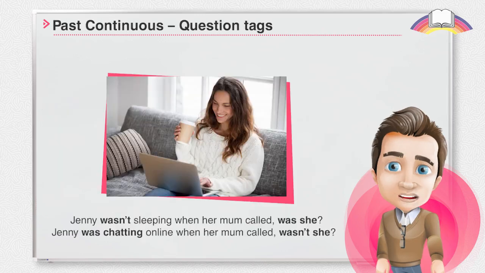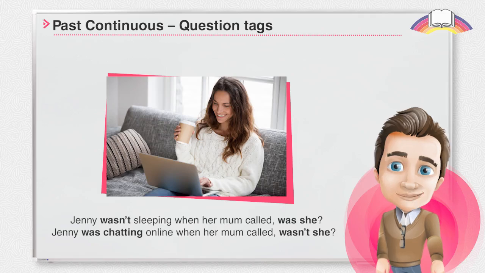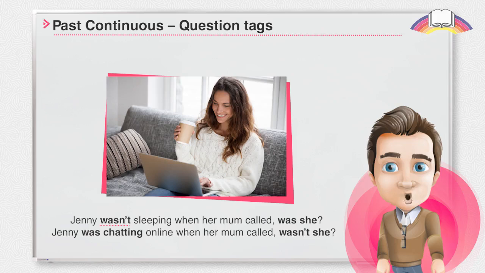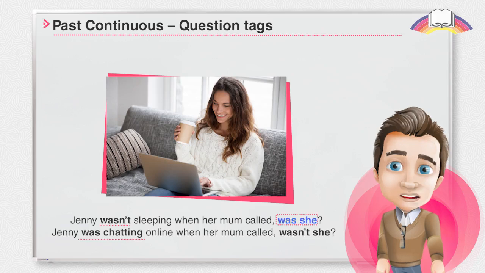To form question tags in the past continuous, we use was, were, or wasn't, weren't. Look at the examples. Jenny wasn't sleeping when her mum called, was she? Jenny was chatting online when her mum called, wasn't she?